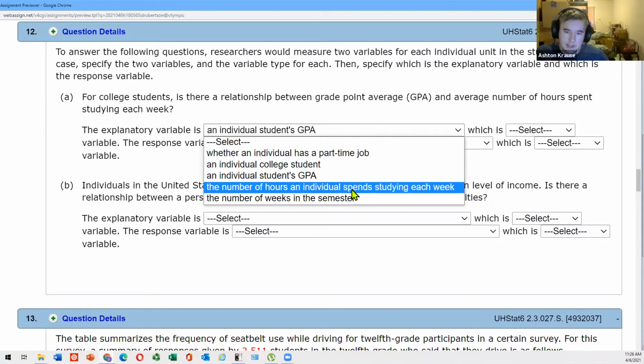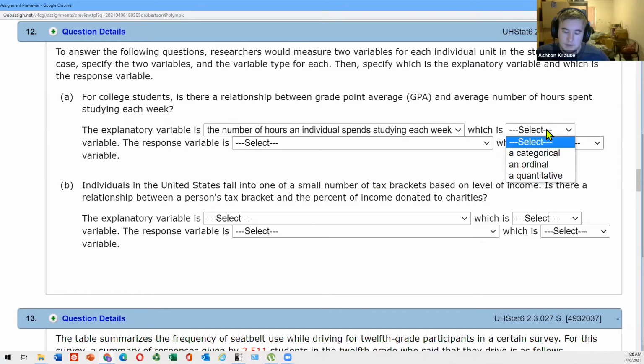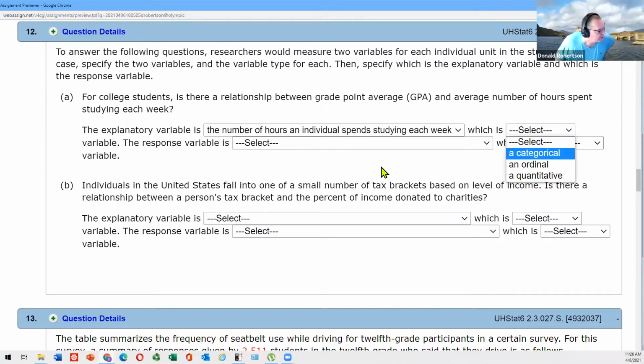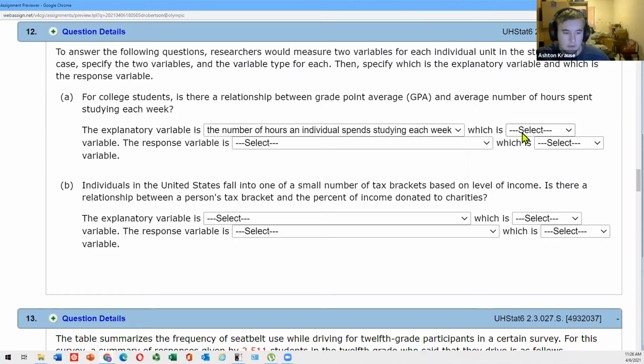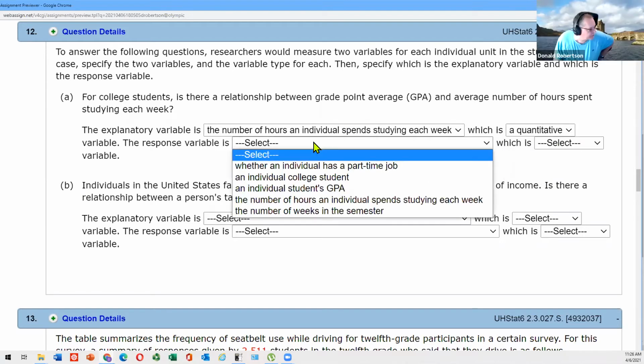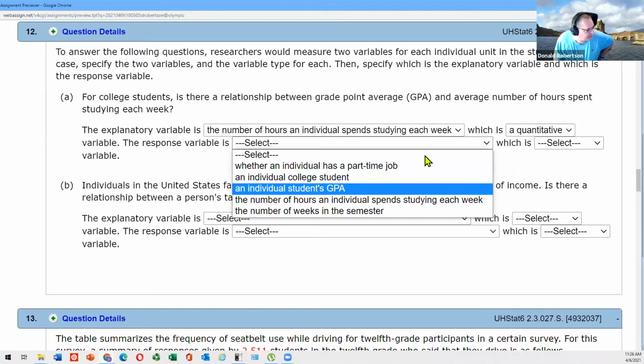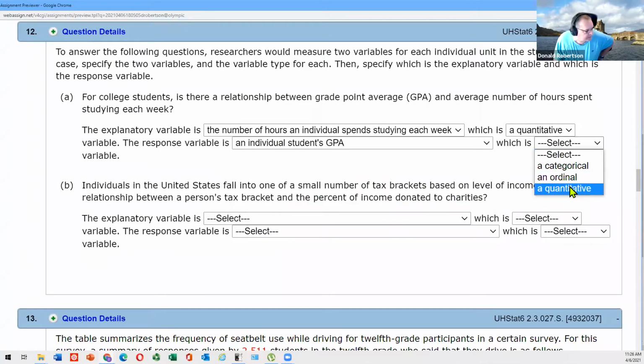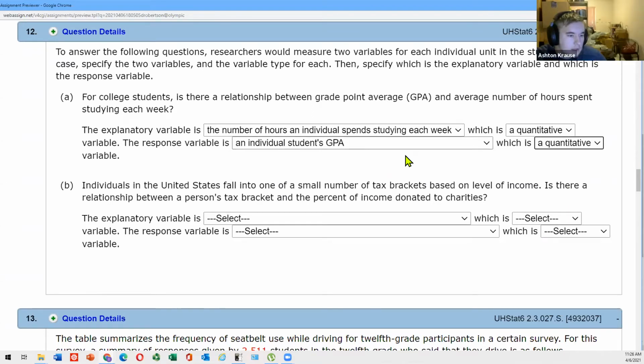Oh, they switched it. Because like I was saying before, you get a good GPA because you study. So number of hours studied. What kind of data is that? Yeah. Quantitative. Gotcha. So switch the places. Got the other thing. There's a GPA. Is it quantitative? Yes. Could it be categorical? So it was correct to say quantitative when I did it.